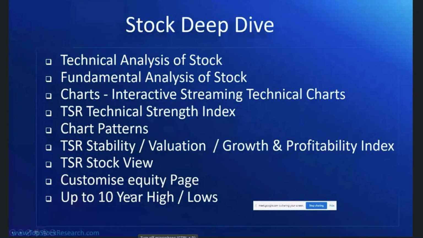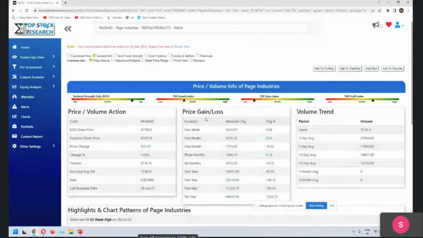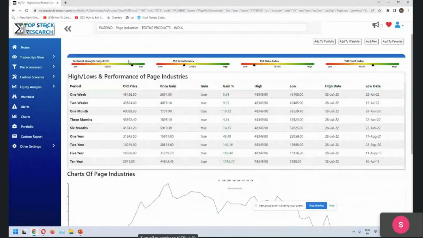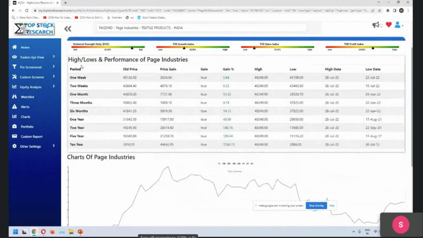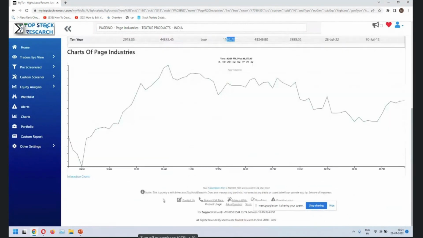Then what we have is up to 10 years of highs and lows and 25 years of historical data. What this means is when you go here, you are looking for basically highs and lows. So it will give you a picture of what is the 1 week old high price, low, what is the gain, loss. So in 10 years, this particular stock has gained by 1536%. That means 15 times, right? So these are all 10-year high, low, which period, which date. All this information is here.